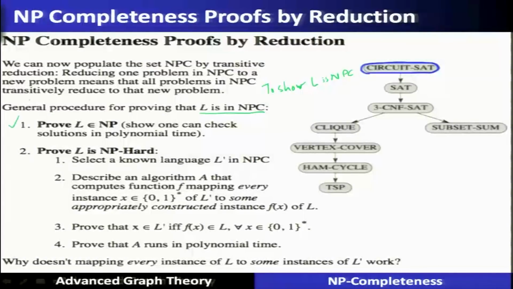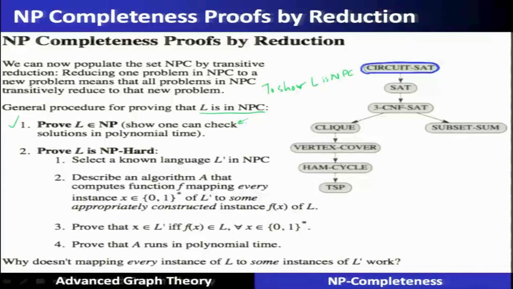The first step is to show that the problem L is in NP. This becomes easy. Why? Because if we can get a certificate, then we can check this certificate in polynomial time to see whether it is a solution of the problem or not. So, to show that the problem is in NP, we have to check the solution in polynomial time, and then the problem is in NP.